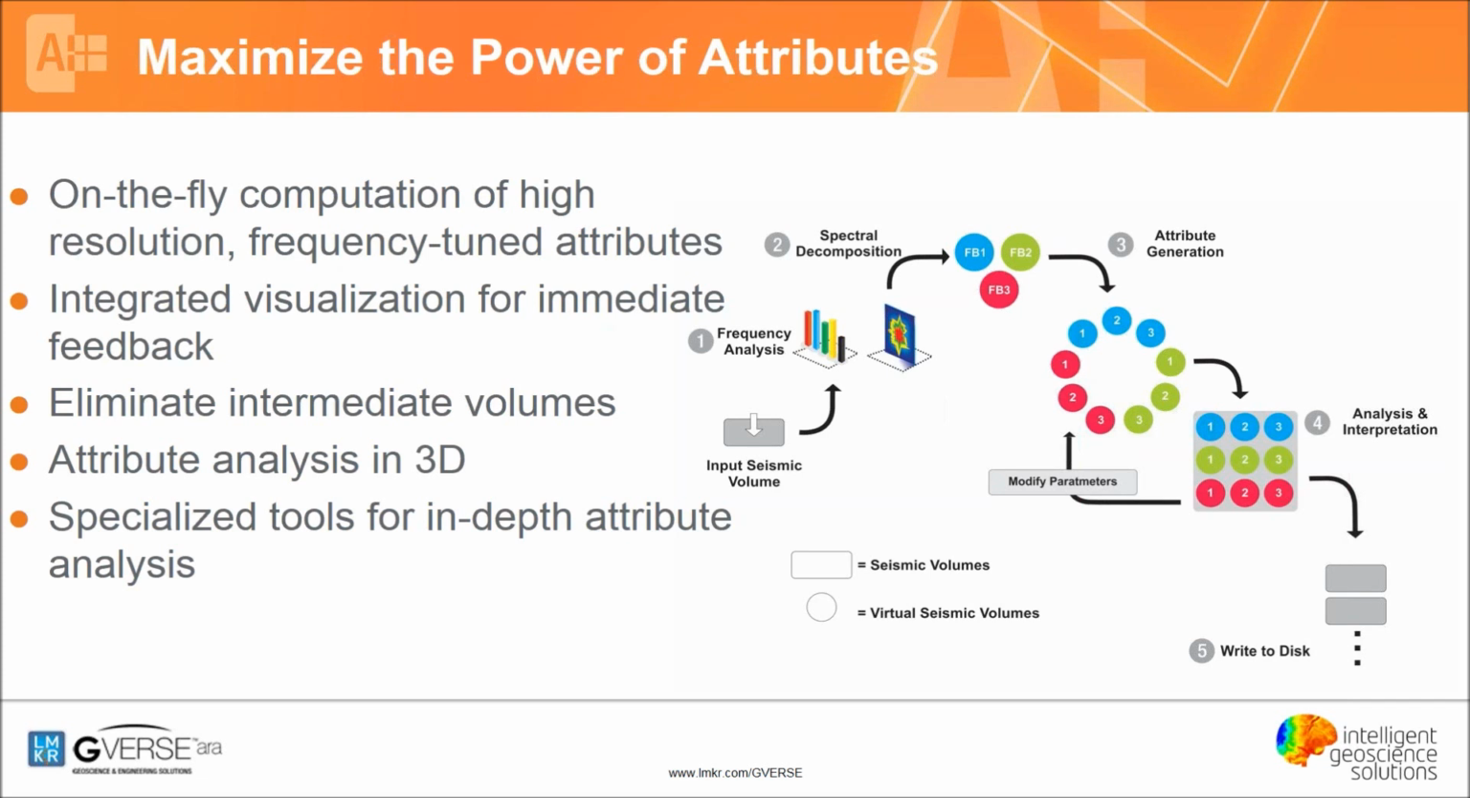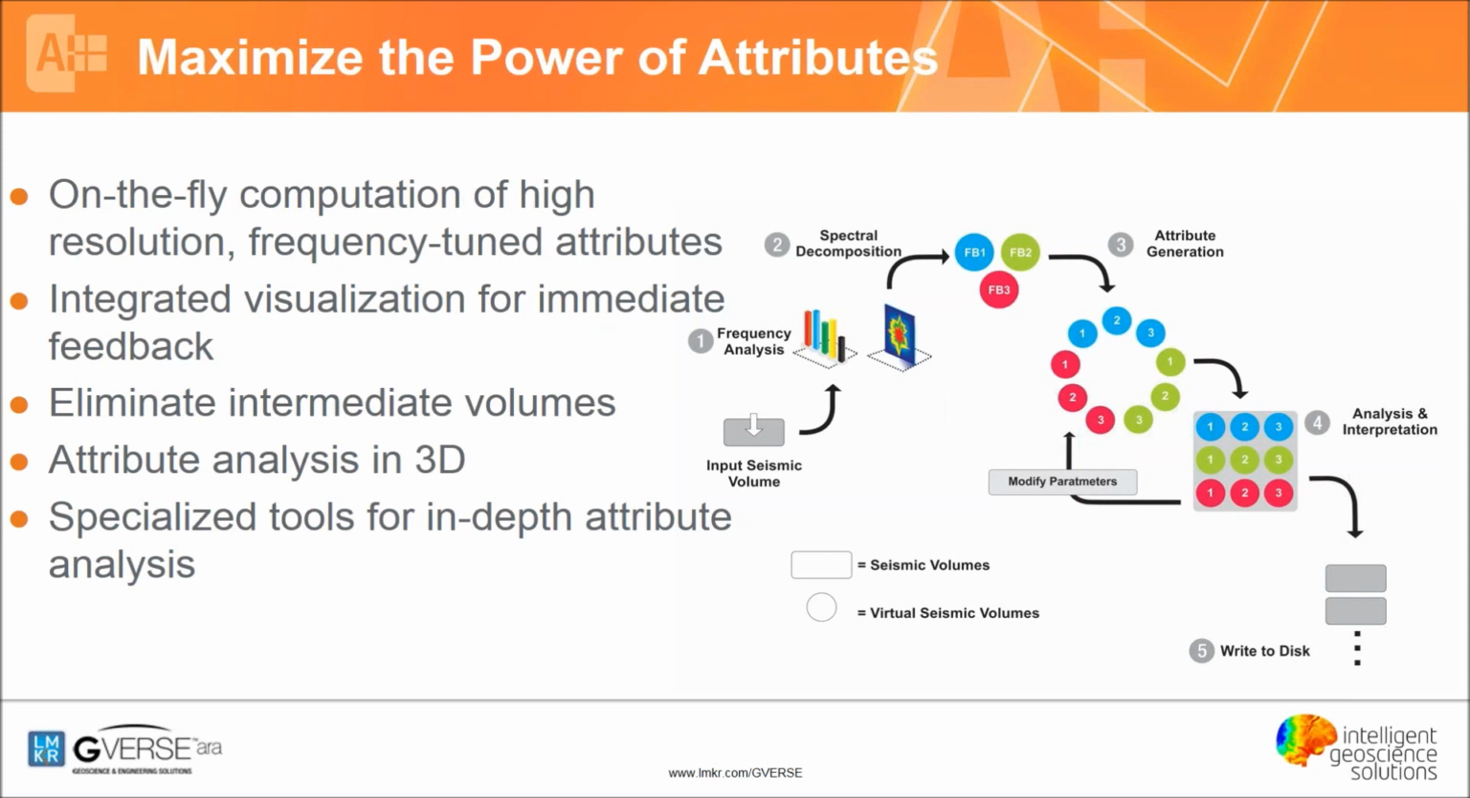So with GVERSE Attributes, we've introduced on-the-fly attribute computation, so you don't have to compute an entire volume. What we do is you take an inline and you apply an attribute on it, and it's computed on the fly, and we have integrated viewers within the application which let you see the results immediately. So you can navigate through your volume with an attribute applied to it. Any attribute, from a simple trace-based attribute to very computationally intensive curvature or geometric attributes like semblance, and you can go through your entire volume and compare different attributes.